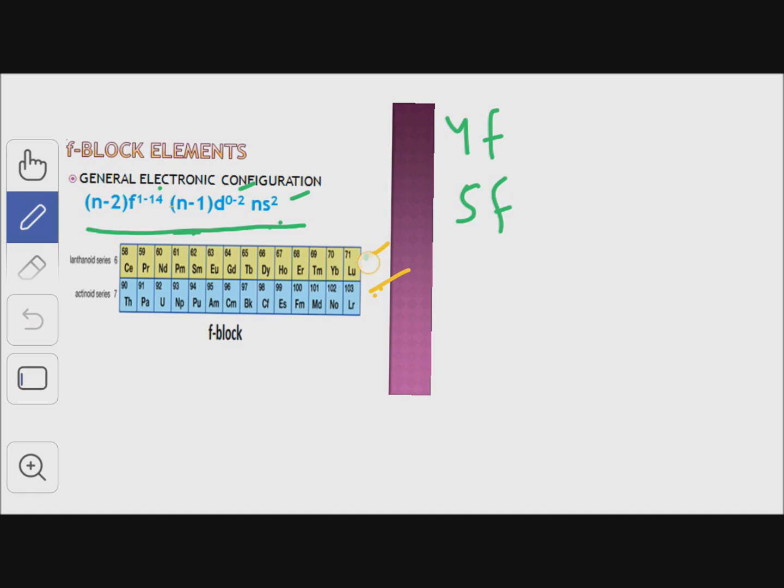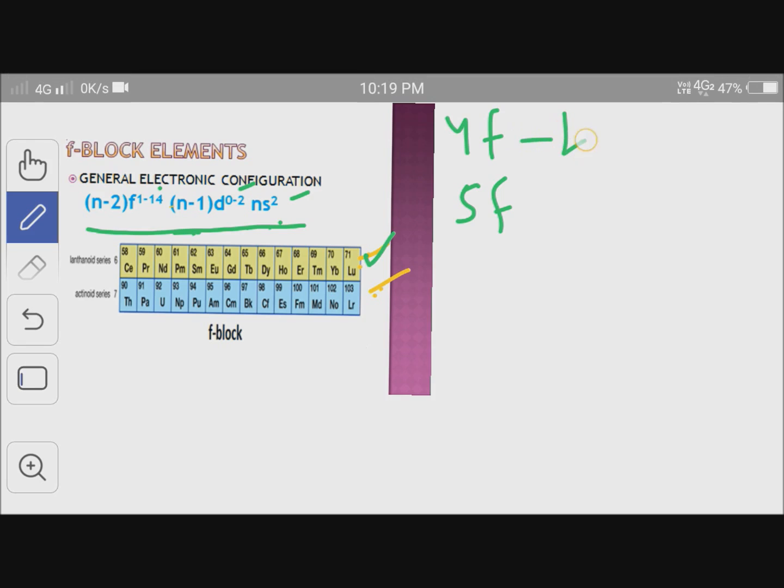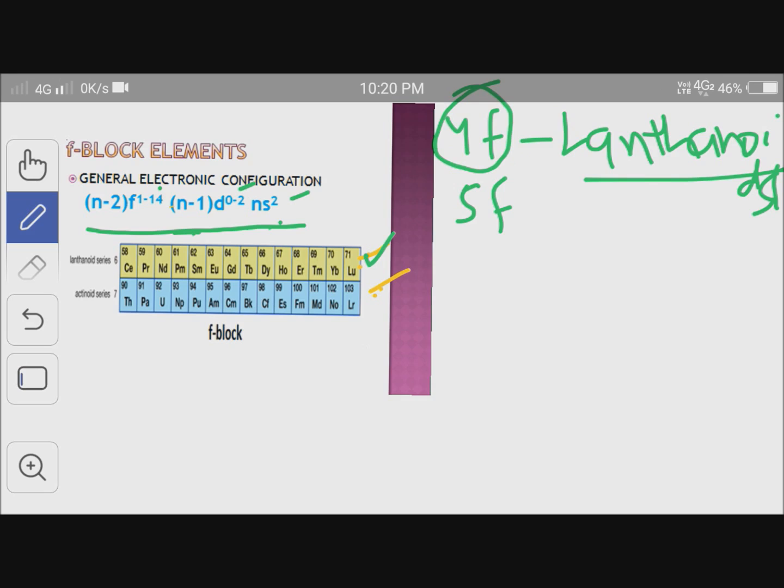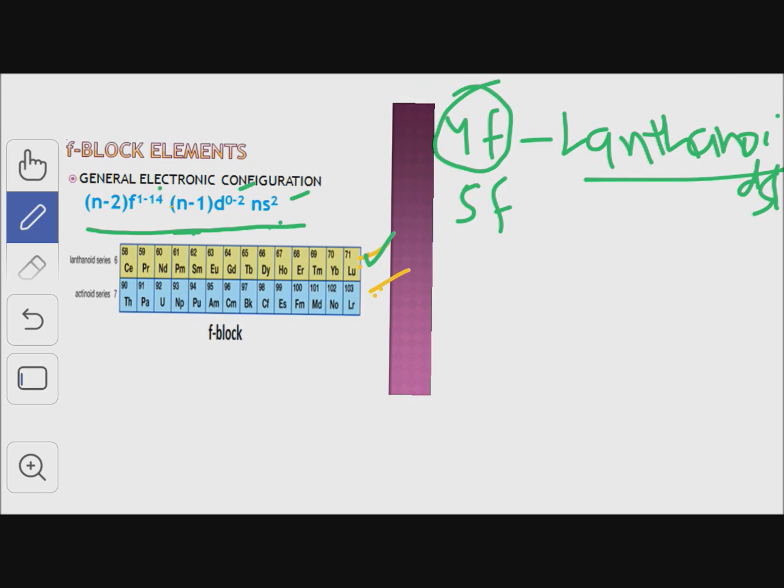The first series is called lanthanoids. The 4f series is also called the lanthanoids, in which the last electron enters into the 4f orbital, and this is also called the first inner transition series.